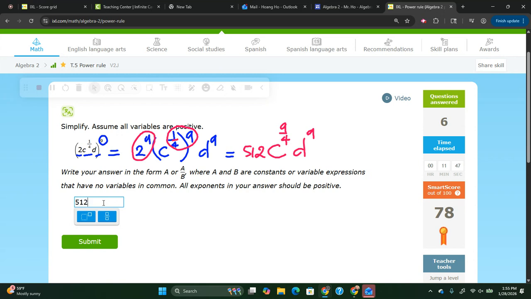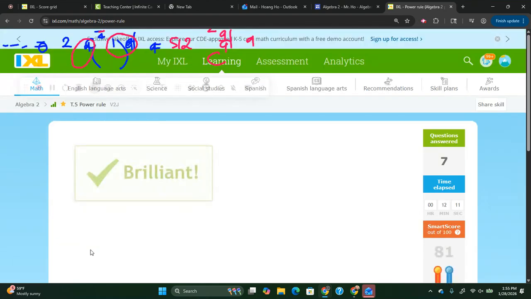512 C exponent as a fraction. So we click over here. And then 9 over 4, and then we move over to D. Ooh, make sure it goes down. So D exponent 9. Okay, that's it. Submit. Voila.